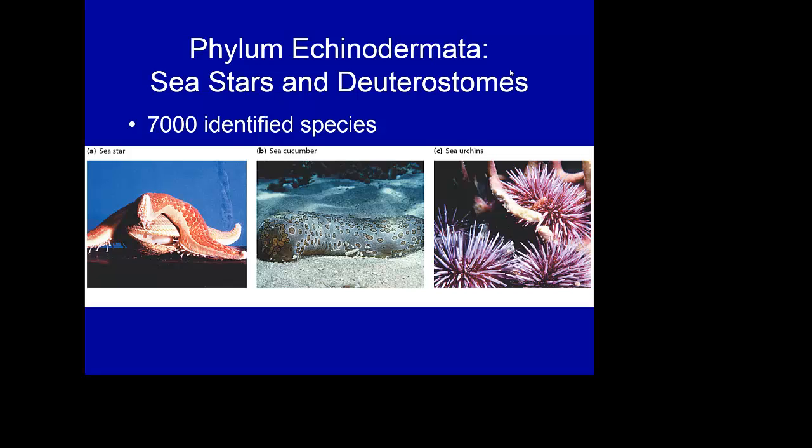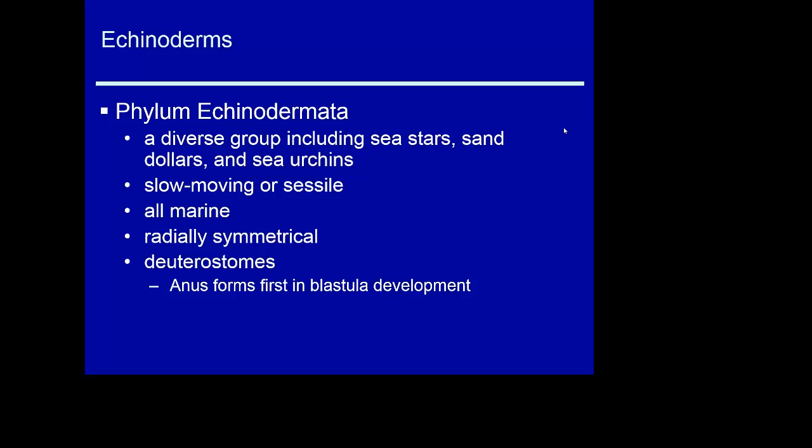In Echinoderms, we include primarily the sea stars or the starfish. Okay? And what we look at in this development are also sea cucumbers, sea urchins, those kinds of organisms. This is one of our smaller phyla with only about 7,000 identified species, but they are still a giant group to contend with as far as their diversity goes.